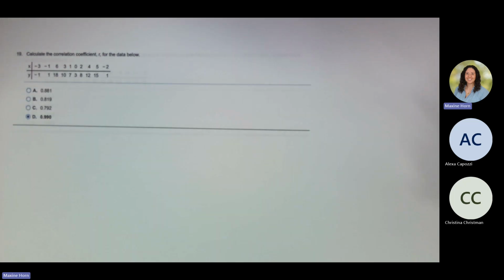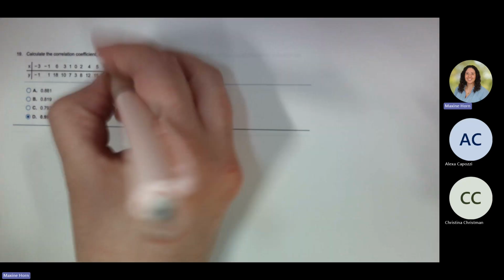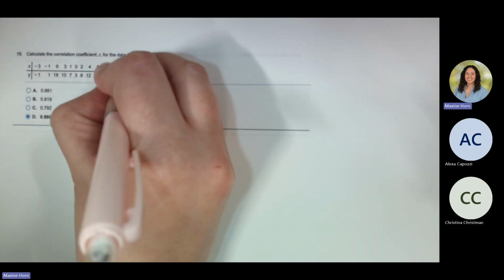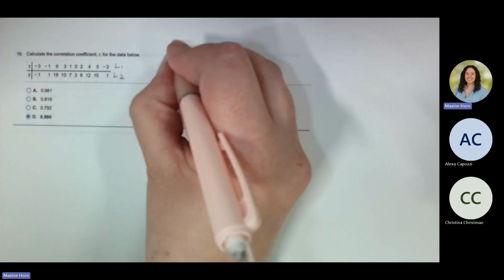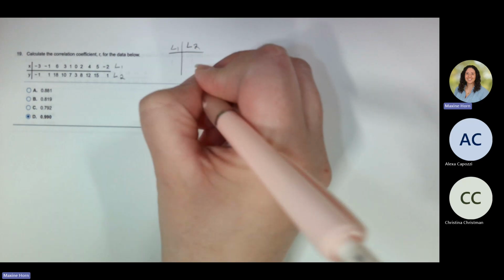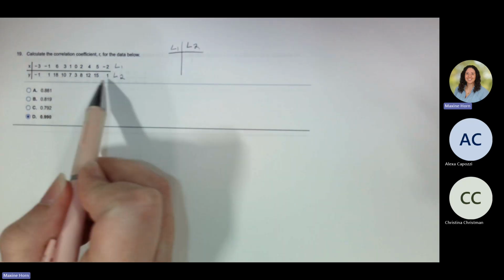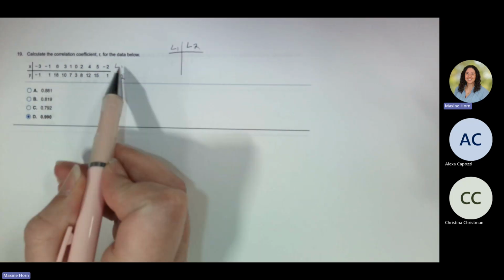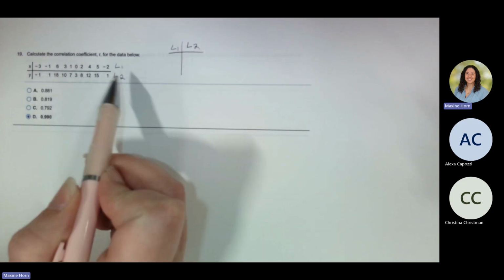Calculate the correlation coefficient R for the data below. All right, so what we're going to do is plug this into our L1 and our L2. Previously, you guys have seen L1 and L2 as vertical lists, right? Well, you're just seeing them as horizontal lists. Your X value is your L1, your Y value is your L2.